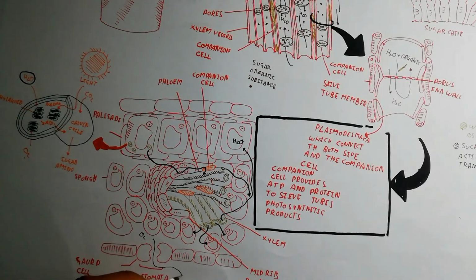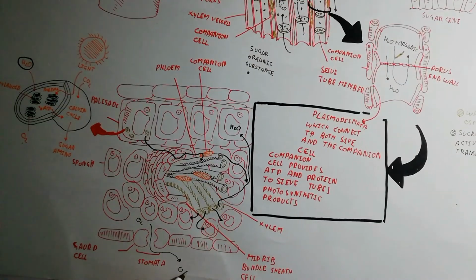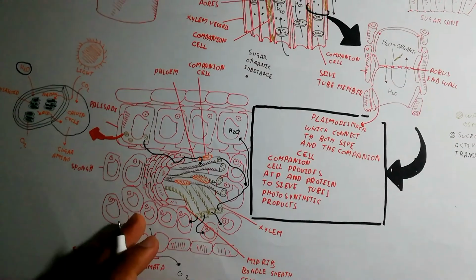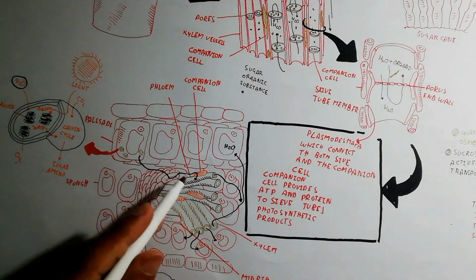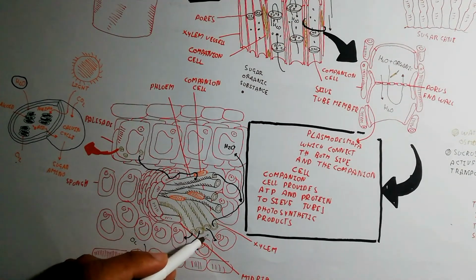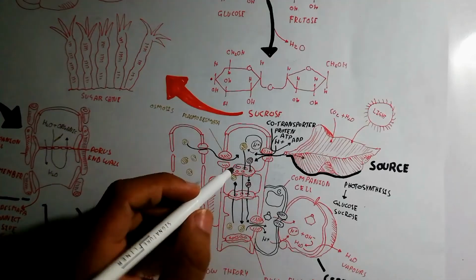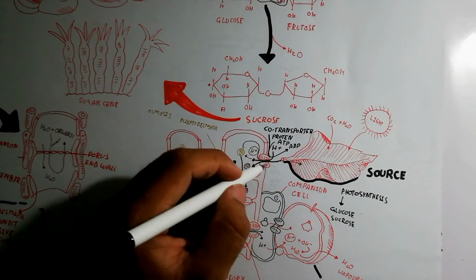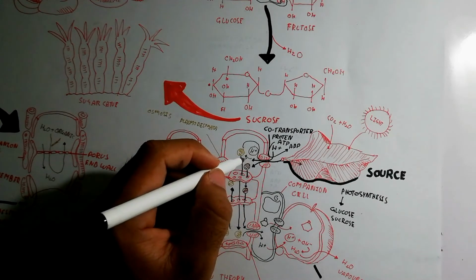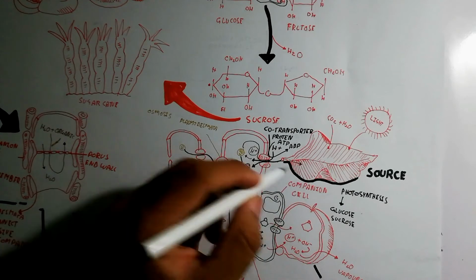So remember that this is the transport and translocation of organic solutes and organic material from the shoot to the fruit, root or stem. That is the important thing which we are studying. So please comment below about your understanding of this.